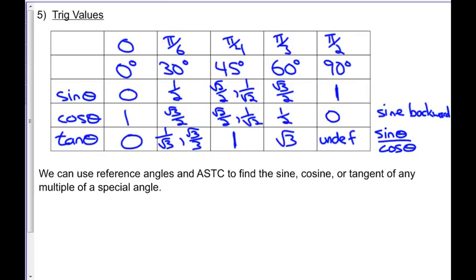Now, whether you do it with the table, the hand trick, special triangles, or the unit circle, you need to be able to find and use these values quickly. Now that we know them, we can use reference angles and ASTC, which was this business that tells us where each one is positive, to find the sine, cosine, or tangent of a multiple of any special angle. So let's do that.